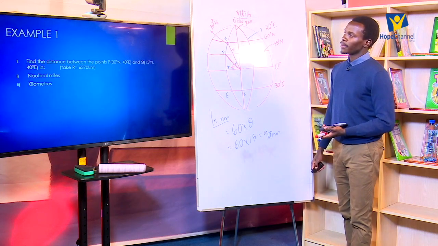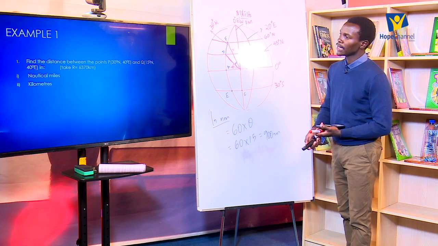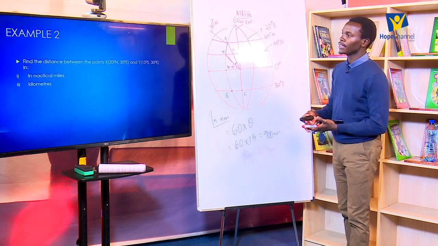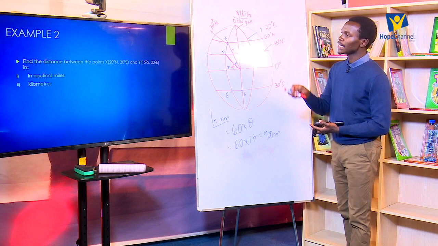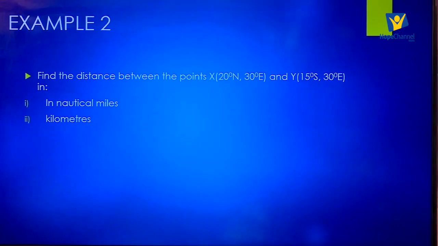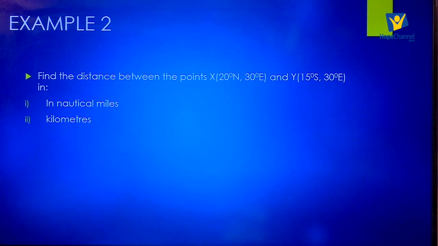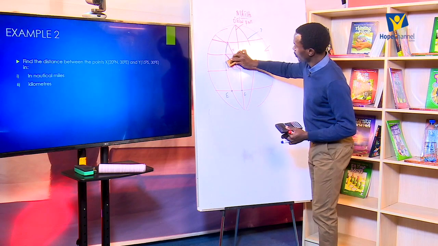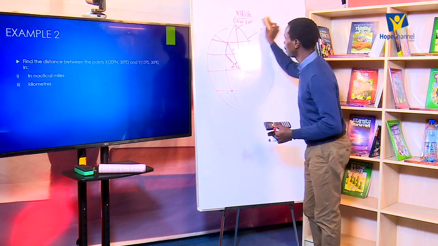We have an example here. That is what we've already worked. Now we have another one here: find the distance between the points 20 degrees north and 30 degrees east, that is x, and y, which is 15 degrees south and 30 degrees east. First of all, locate those positions, their respective positions on the diagram, on the globe. So I'm going to use the same diagram, or let me just clean it out.